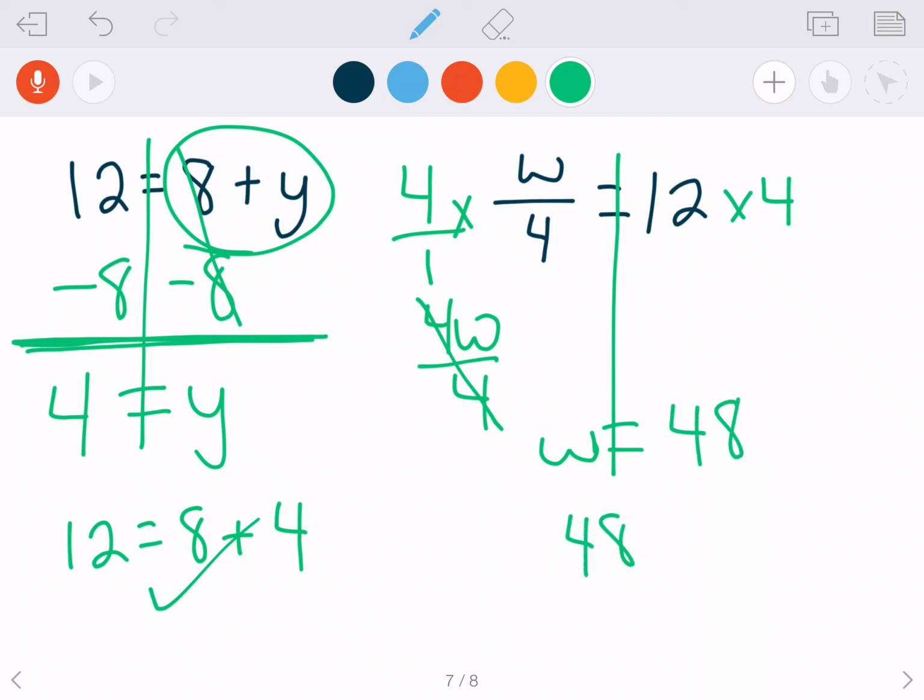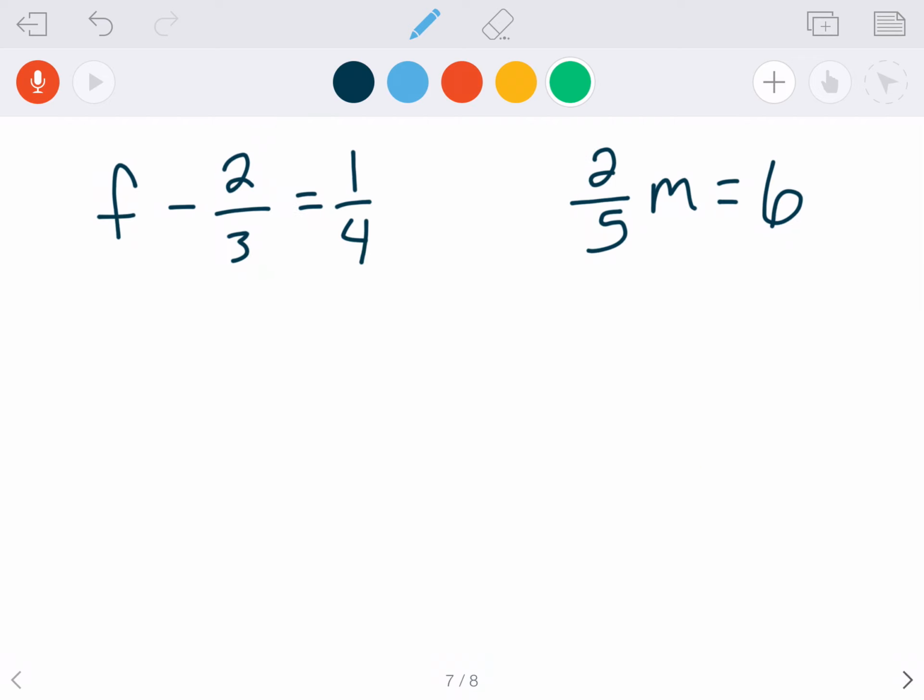So, let's check our work. 12 times 4, 48. So 48 divided by 4. Does that give us 12? Yes, it does. So remember, always do the inverse, then check your work at the end. Let's do some with some fractions, just to make sure we're good with it.